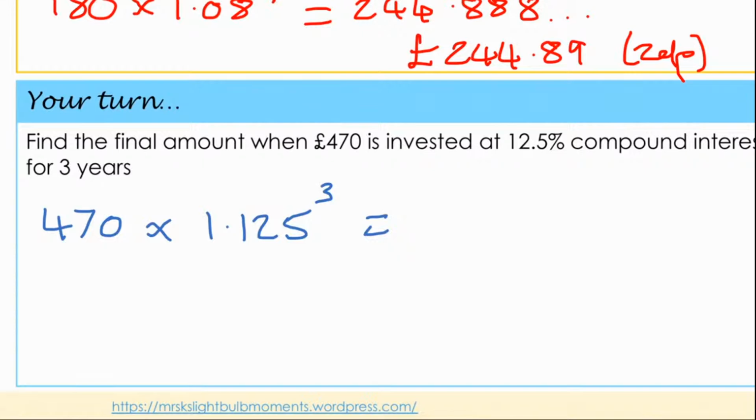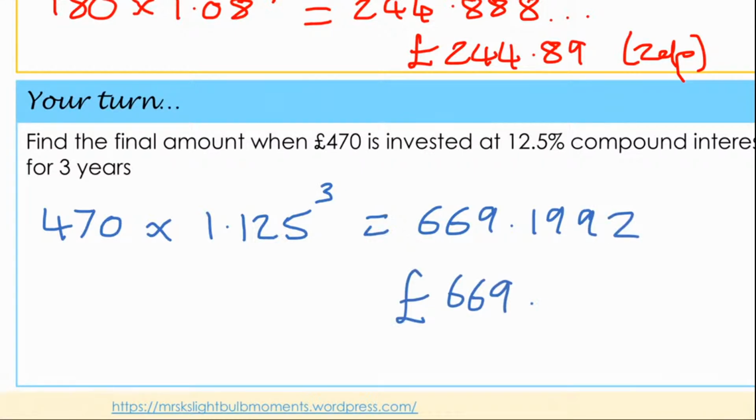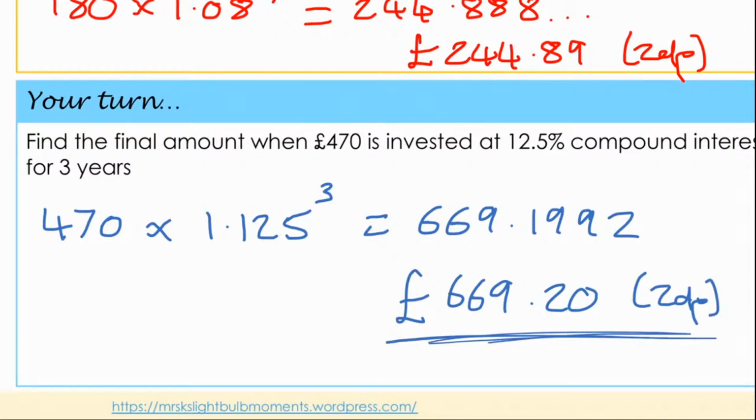Plug that into your calculator and you should get, which rounds to £669.20 to 2 decimal places. Final answer. So it's simple enough once you know the formula. It's just remembering starting value, multiplier, time. Okay, hope that's all right.